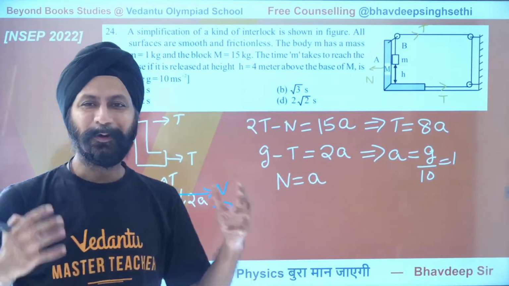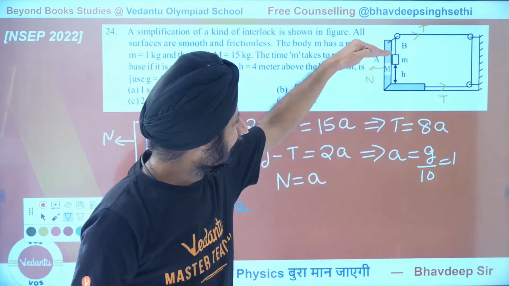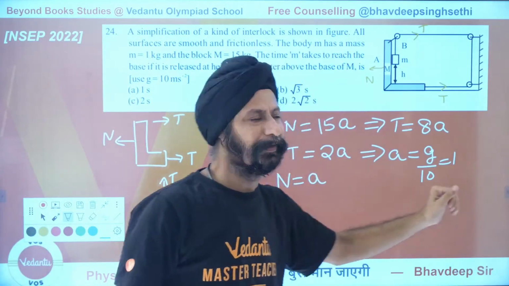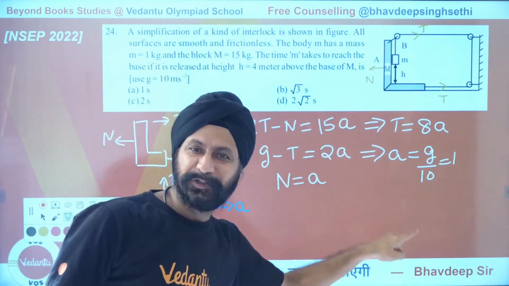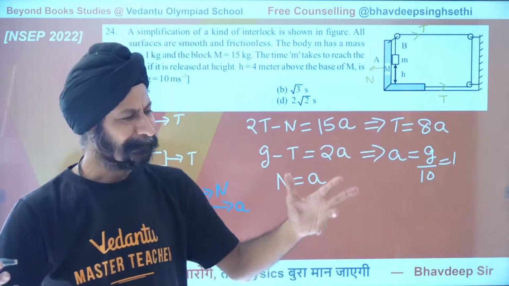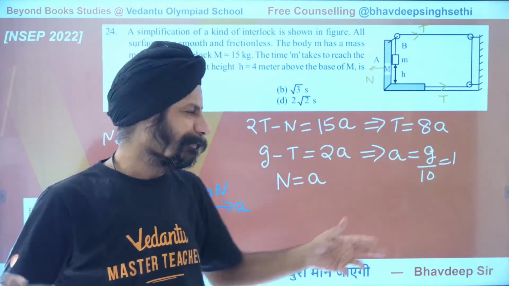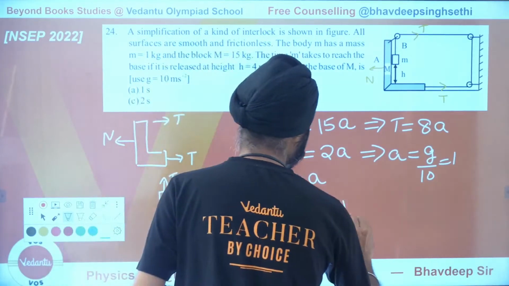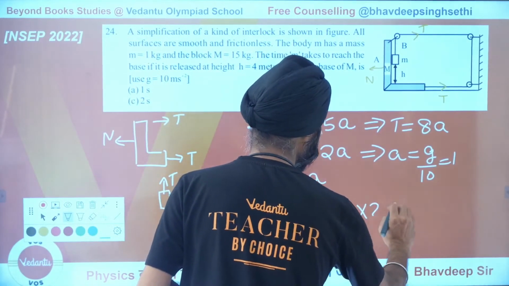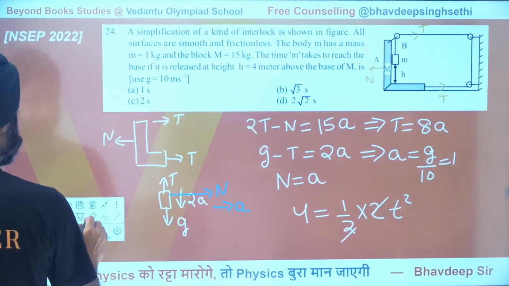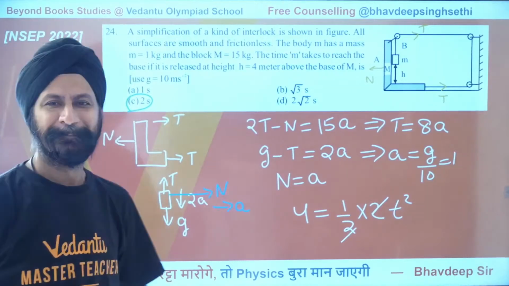The goal of this question is to find what time this will take to fall down. If the acceleration is 1 here, that means this has an acceleration of 2 meters per second square. It is starting with 4 meters of height. So s equals ut plus half at square. So 4 equals, ut is 0, half times acceleration, which is 2, times time square. 2 cross out, time is 2 seconds. And such a beautiful question out there.